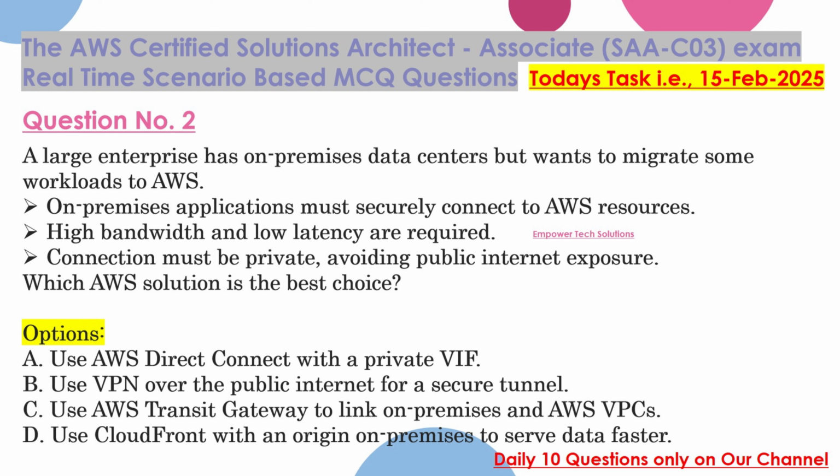Options: A. Use AWS Direct Connect with a private VIF. B. Use VPN over the public internet for a secure tunnel. C. Use AWS Transit Gateway to link on-premises and AWS VPCs. D. Use CloudFront with an origin on-premises to serve data faster.